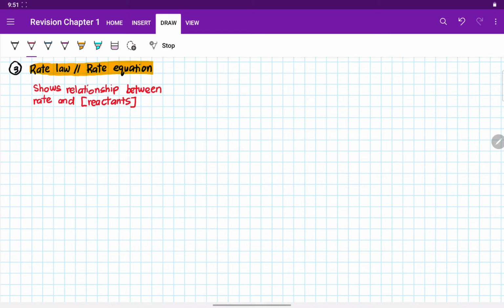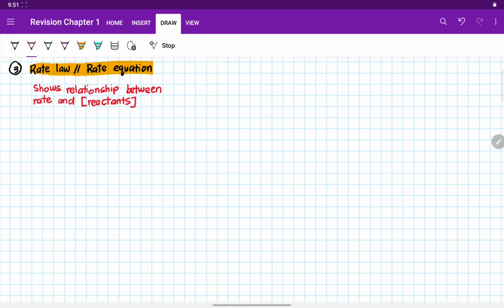So, kalau tadi differential rate equation, kita nak relatekan antara rate of reactant and product. Kadar reactant berkurang, kadar produk bertambah. Tapi untuk rate law, kita nak tengok apa kesan ataupun apa relationship, apa perkaitan antara rate of reaction, kadar tindak balas dengan concentration of reactants.